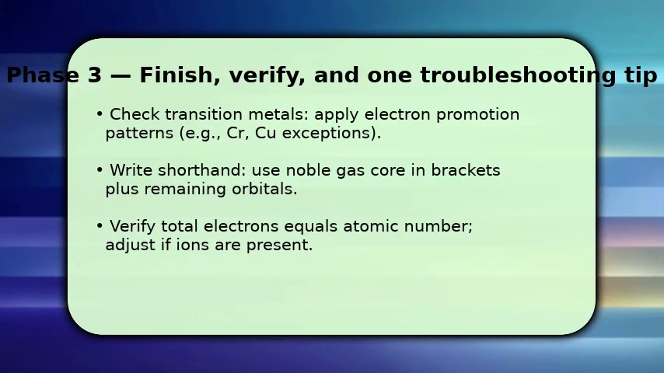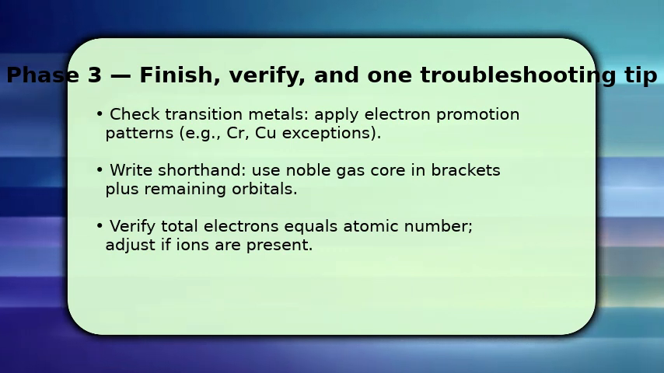You finish by checking for known exceptions, especially with transition metals where one s electron may promote to a d orbital, like chromium or copper, because that yields lower energy. Consult the chart patterns for these.